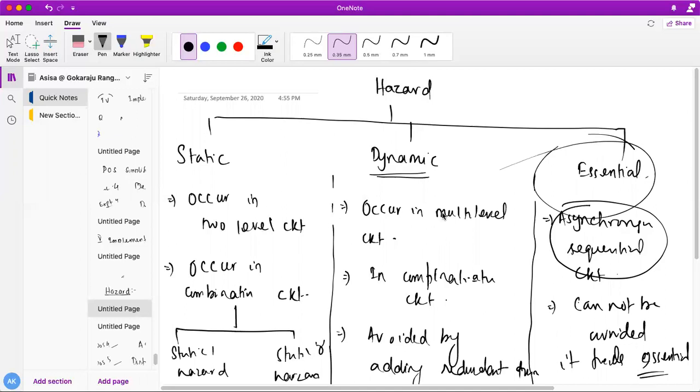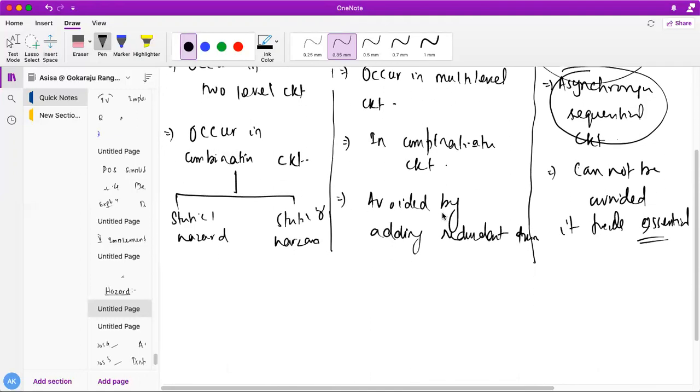Now how do we avoid static and dynamic hazards? You need to add certain redundant terms. So what is a static one hazard? Mainly a static one hazard occurs in AND-OR circuits, which are SOP form circuits.